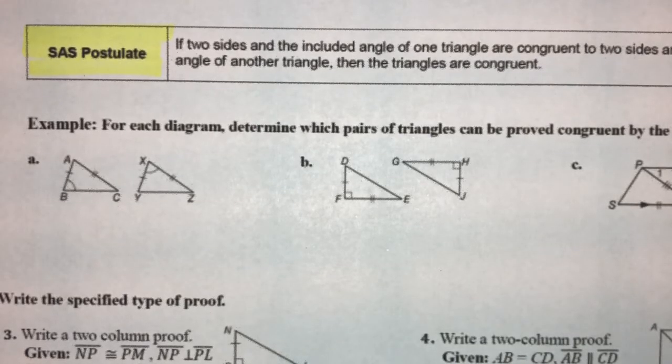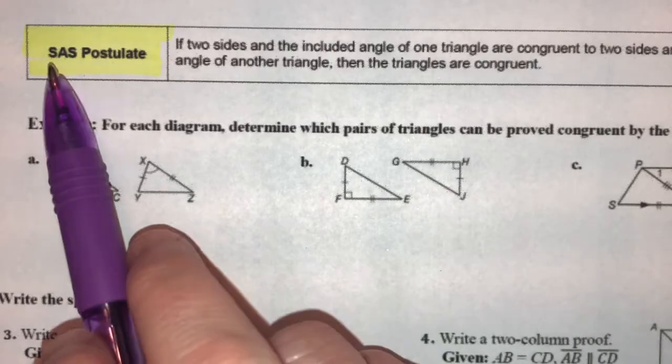Okay, this video is part 2 of lesson 4-4, where we are proving triangles congruent using a couple shortcuts. We just got through talking about the side, side, side shortcut. We can prove all 3 sides of one triangle are congruent to all 3 sides of another triangle, and that means that the entire 2 triangles are congruent to each other.